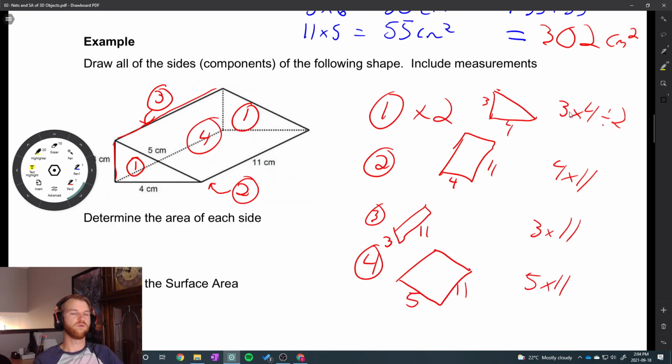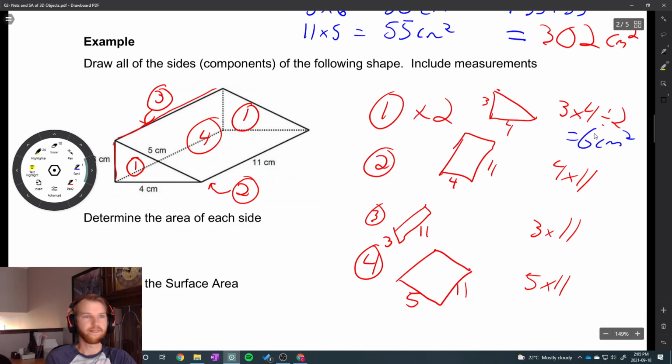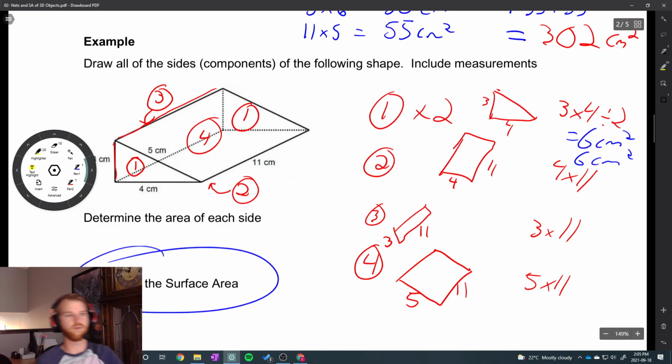This one ends up giving us 6. And we're talking about centimeters squared here. Maybe I'll do that in blue so it's a little clearer. This one gives us 6 centimeters squared. So we have 2 of those, remember. We need to add this one twice, another 6 centimeters in here. So if we say 6 plus these 3 areas, that will give us our final surface area altogether.